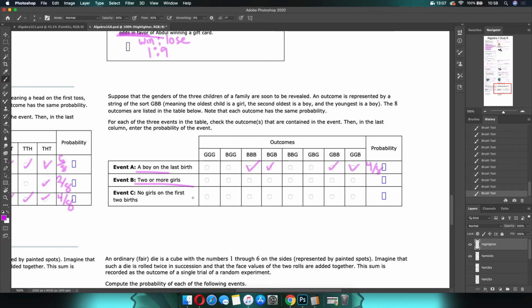2 or more girls. How many do we have? 1, 2, 3, 4. 4 out of 8.